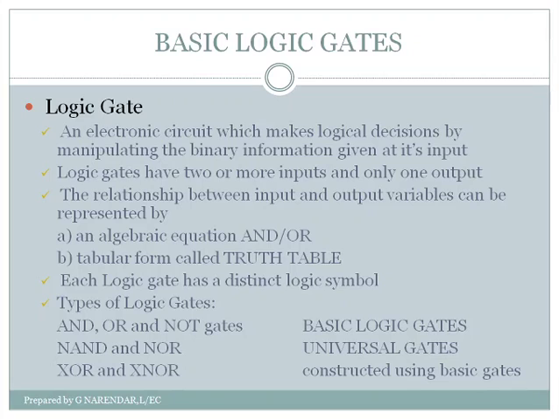Out of these, AND, OR, and NOT gates are called basic logic gates, and NAND and NOR are called universal gates, and XOR and XNOR are basically constructed using the basic gates AND, OR, NOT. So next we will discuss the basic logic gates.